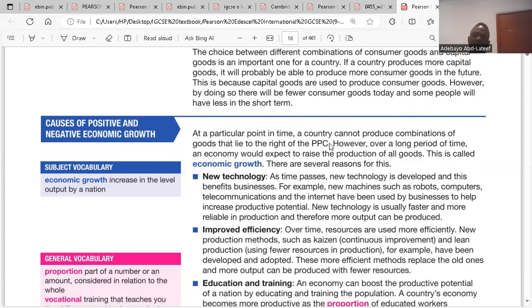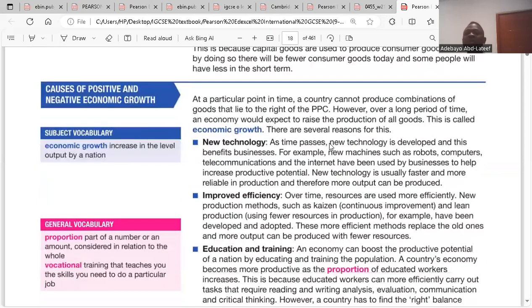So for economic growth, the first one is new technology. These are the causes of economic growth. When we talk about new technology, we're talking about advancement in technology. So if there's advancement in technology, it means goods can be produced in a better way, in a faster way, because technology makes things become faster.